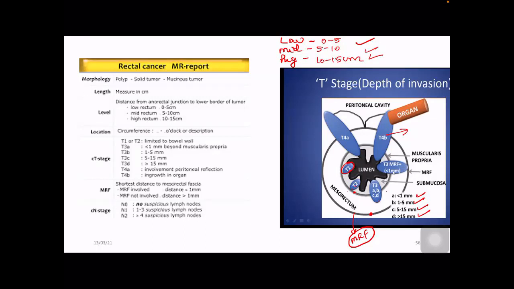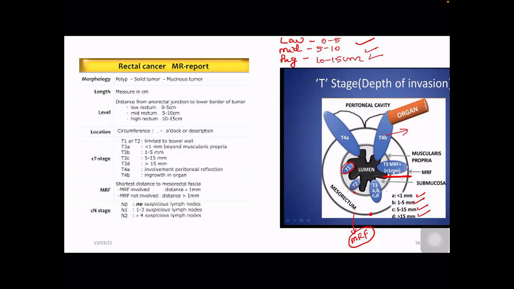That is the distance between the mesorectal fascia and the tumor. If it is less than 1 mm, we say that it is T3 MRF positive. So this example given here is T3 mesorectal fascia positive. That is, the tumor is reaching almost to the level of the mesorectal fascia, and the distance between the tumor and mesorectal fascia is less than 1 mm.